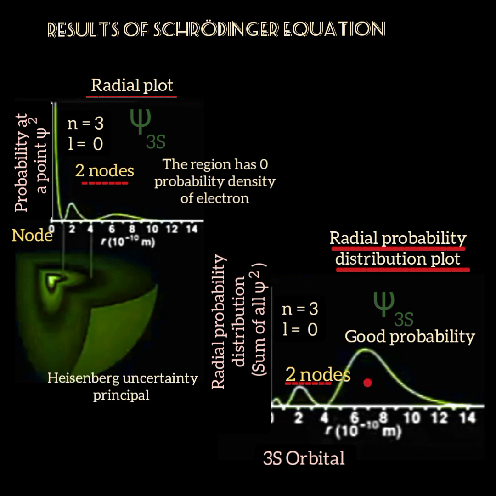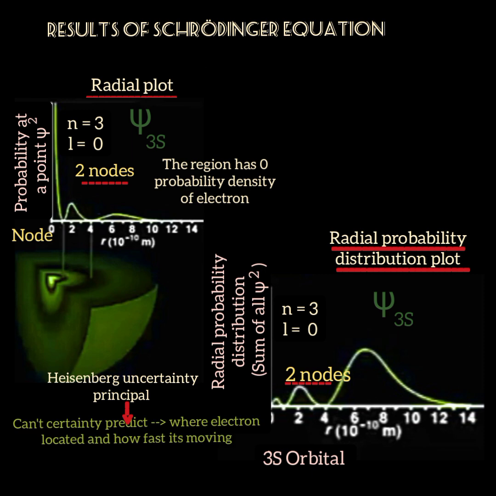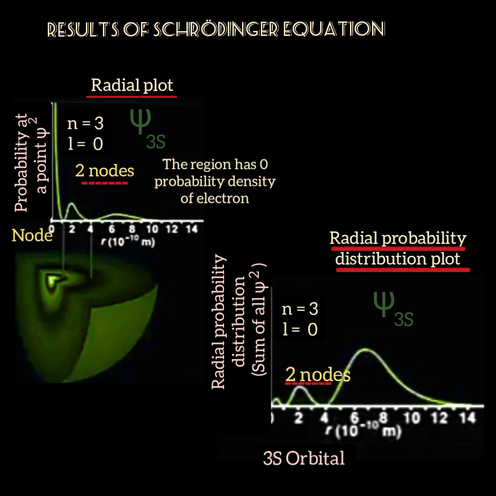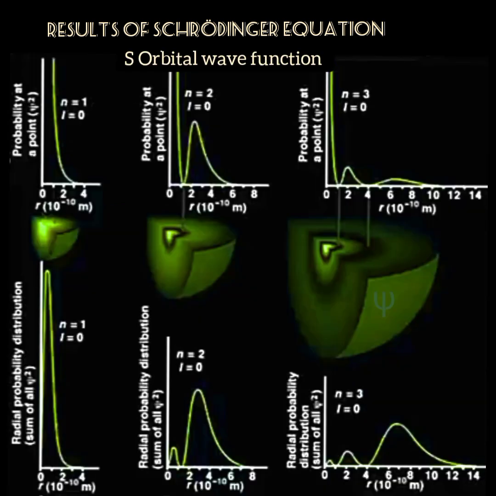Well, here is the Heisenberg uncertainty principle. It says we can't certainly tell where the electron's probable location is and how fast it's moving. In quantum mechanics, we can't get the right answer for this. All these are s orbital wave functions, 1s, 2s and 3s. S orbitals look like a ball. When the quantum number n increases, the size of the balls also increases.